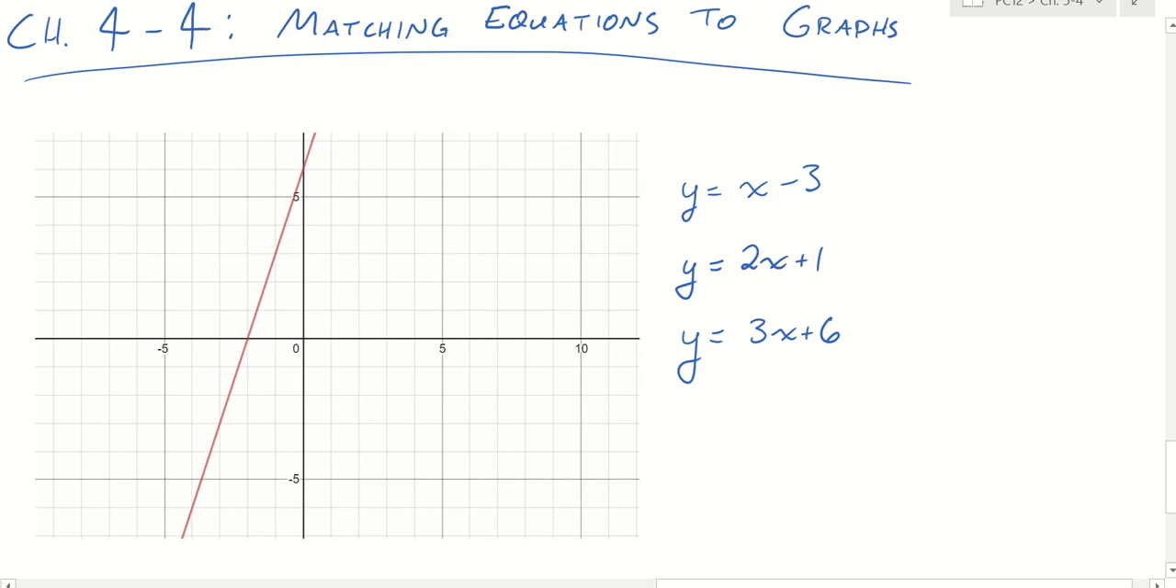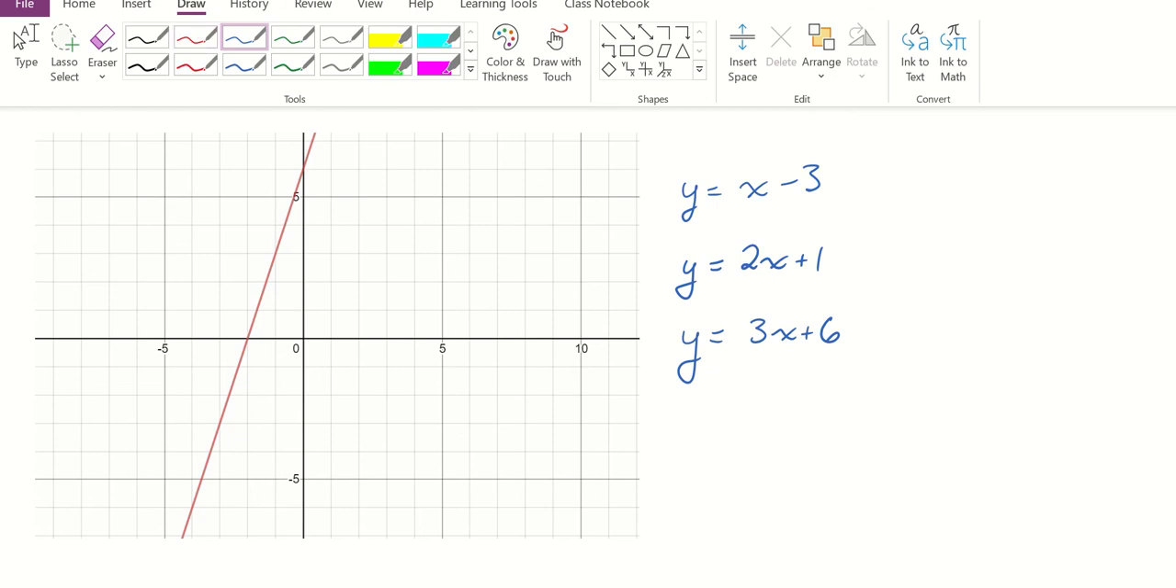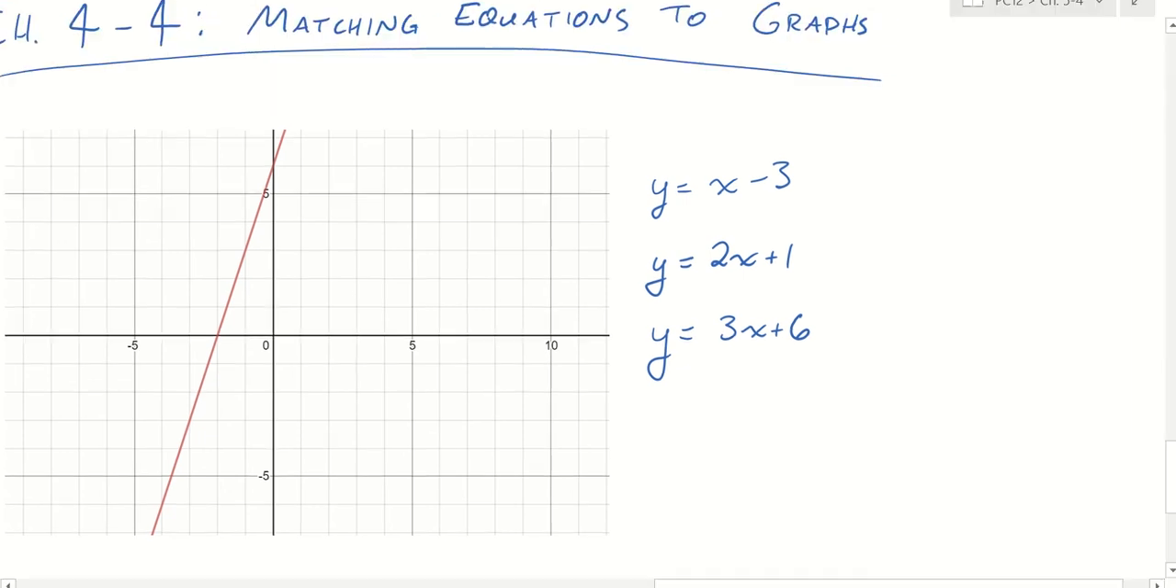Now, let's say this first example, we're just going to jump into examples, by the way. And through the examples, I'll basically just be explaining the process of how you could match a particular graph, like we have here, to one of these three equations. So let's just dive in. So one method we can use is test points.